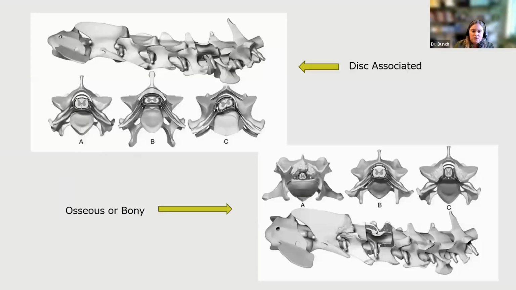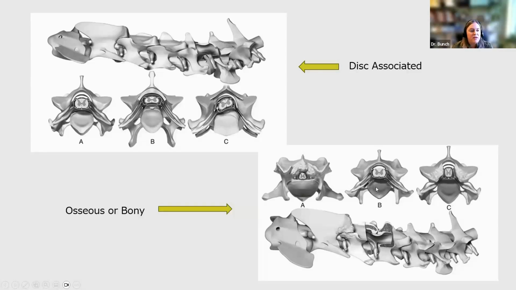So when we look at how this looks like here, just as a review, I think pictures always make things a lot more sense. So on our top picture here, we have our disc associated. So in A is normal. B here, you can see that there is some ventral compression that's occurring in this picture. And then we also have this hypertrophied ligament. And then in C, we have an asymmetric intervertebral disc protrusion causing compression of the spinal roots here, the spinal cord and nerve root. And then below, we have our osseous or bony changes.